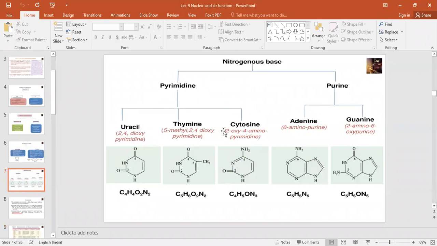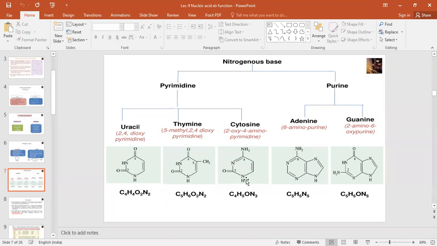Okay, so what is the general name or molecular name of this cytosine? You have to remember these things. You have to mug up these things. The structure may be asked to draw in your exam. Okay, cytosine. What is the other name for cytosine? 2-oxy-4-aminopyrimidine. Now the same way you have to draw the structure.